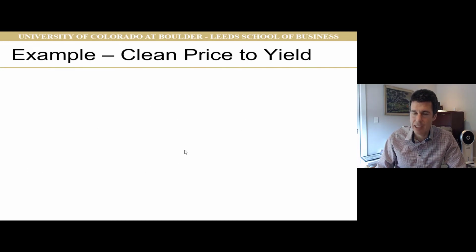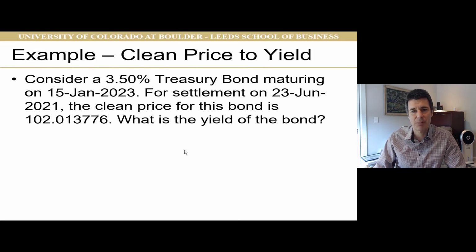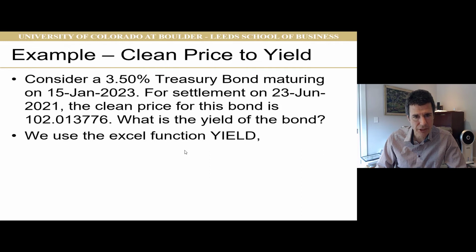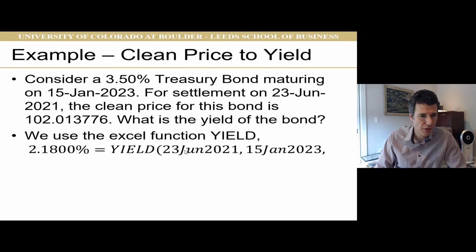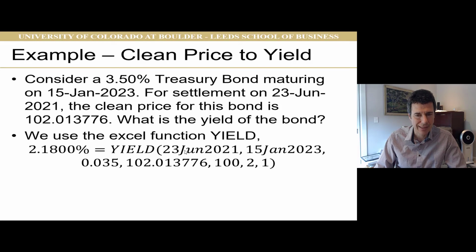We can take a clean price and go to yield. Consider a 3.5% coupon treasury bond maturing on the 15th of January 2023. For settlement on the 23rd of June 2021, the clean price, quoted price for the bond, is 102.013776. What is the yield? We use the Excel function yield. 2.1800% is equal to yield. Takes the settlement date, the maturity date, the coupon rate, the clean price, par 100, frequency 2, basis 1.